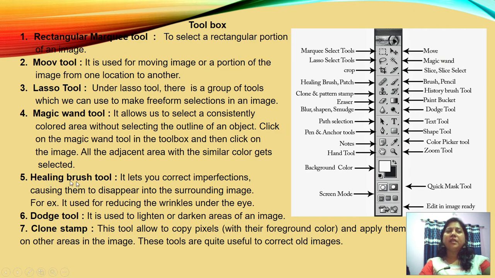Then next is the healing brush tool. It lets you correct imperfections, causing them to disappear into the surrounding image. For example, it is used for reducing the wrinkles under the eye. Then the dodge tool. It is used to lighten or darken areas of an image. Clone stamp. This tool allows you to copy pixels with their foreground color and apply them on another area in the image. These tools are quite useful to correct old images.